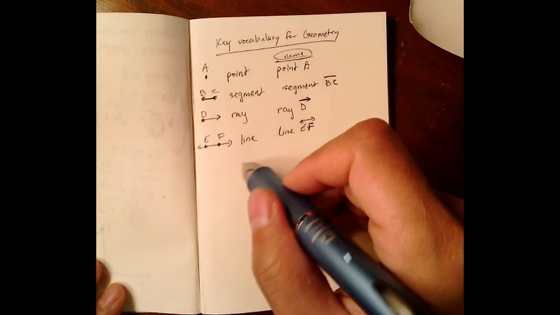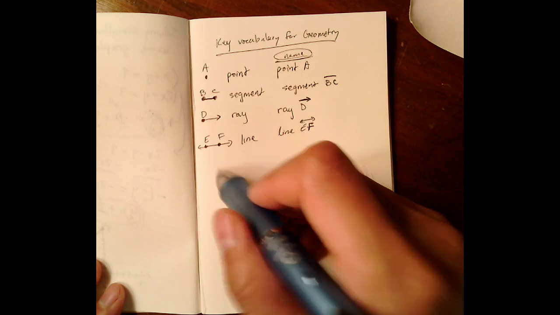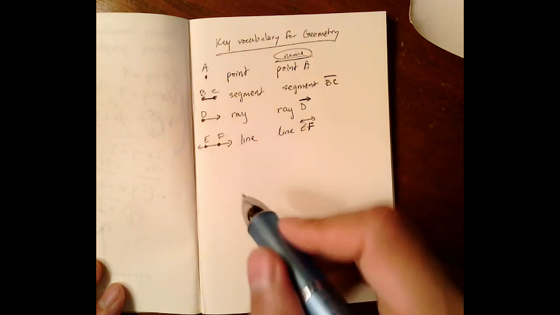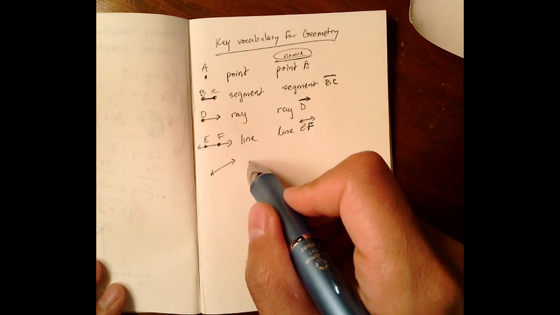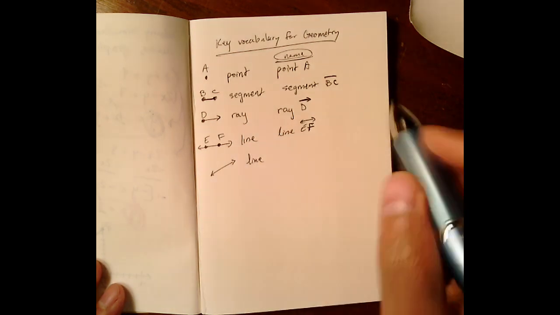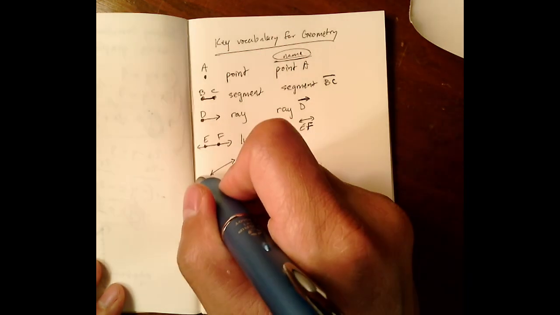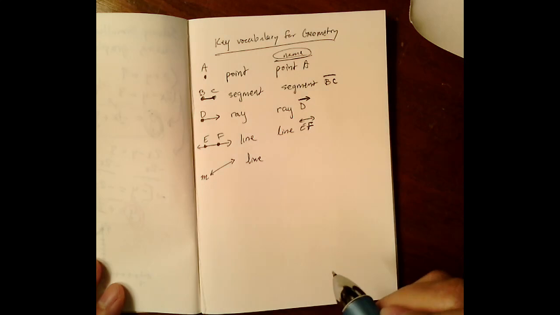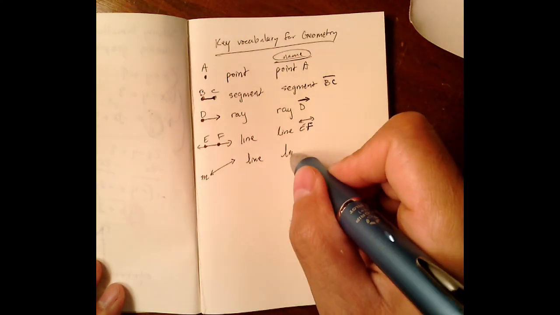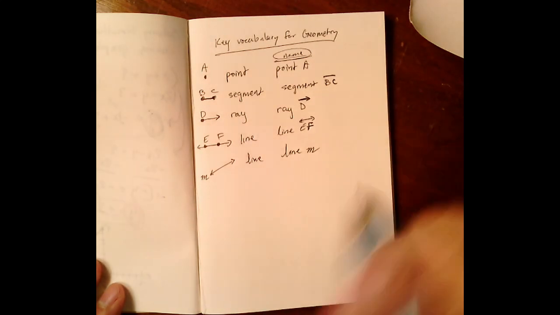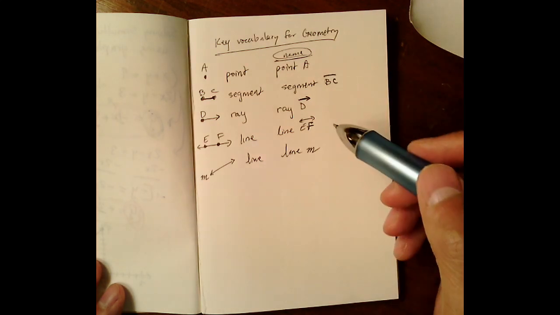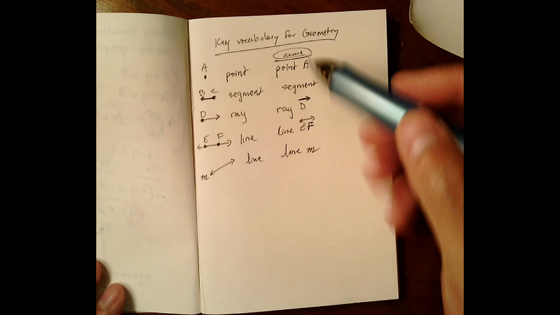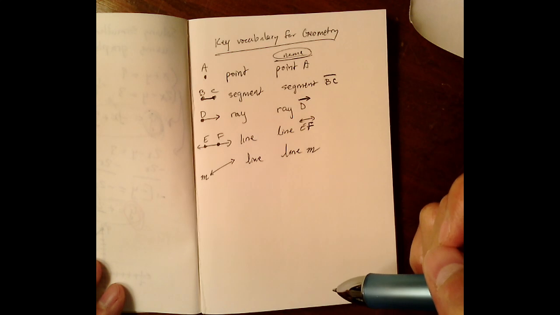Now, interestingly enough, sometimes you will see a line and maybe there aren't points on the line. So maybe we see one like this. This is still called a line, but sometimes they might label it with usually a lowercase letter. So we'd call this line M. So there's a couple of different ways that we can label or describe these terms, but definitely in geometry you want to have these memorized and understand what they are.